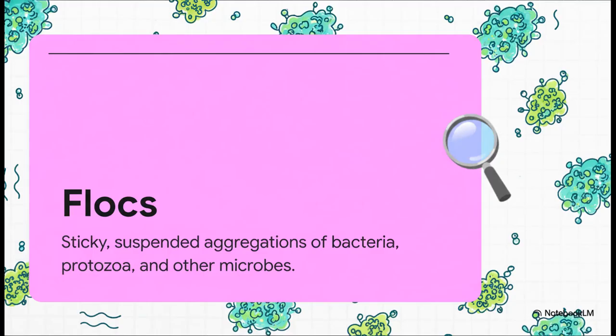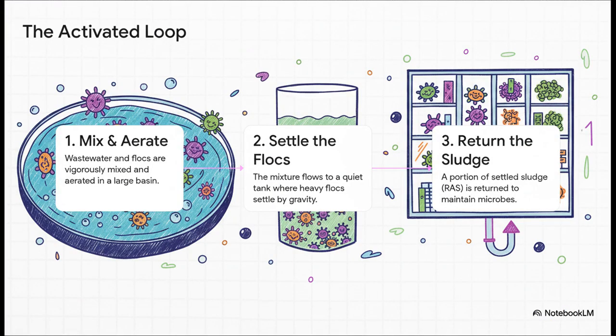Now, in this system, our little microbial workers don't just swim around by themselves. Nope. They form these sticky, floating communities called flocs. A floc is basically like a tiny floating all-you-can-eat buffet, where all sorts of different microbes team up to just devour any pollutants that happen to drift by. Kinda cool, right? The whole process is this really simple, kinda elegant loop.